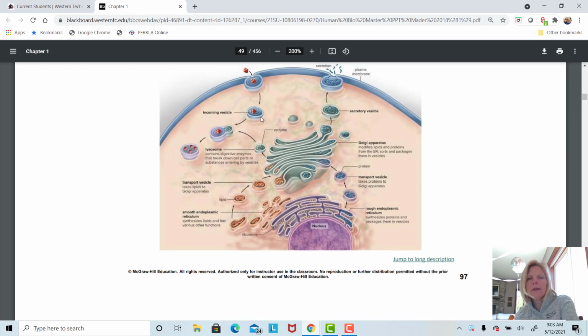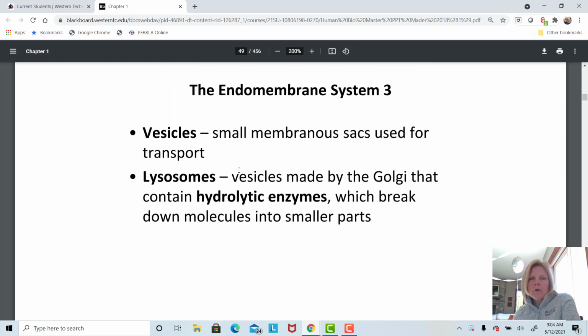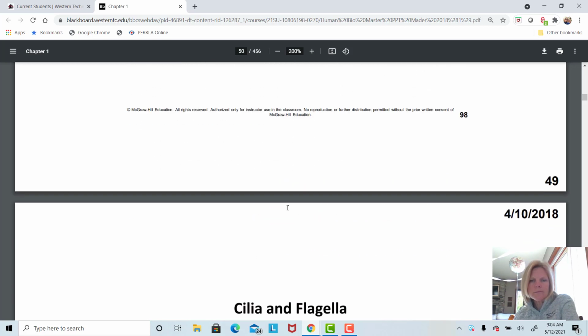And again, any substance wrapped with a membrane we call a vesicle. And if that vesicle contains digestive enzymes, which is a protein, we call it a lysosome. So a vesicle is kind of a generic term, where a lysosome is a more specific term saying that what's inside that vesicle is a digestive enzyme. So these are just small membranous sacs, just kind of a generic term, and then the enzymes are the lysosomes.